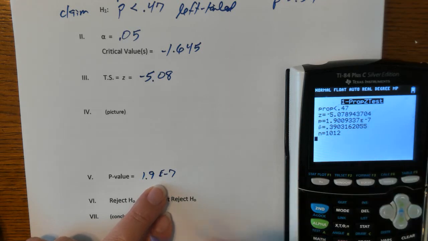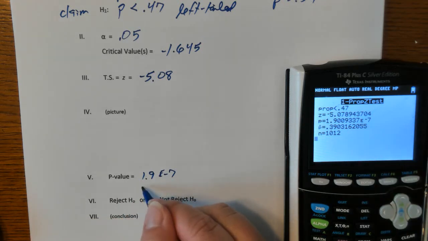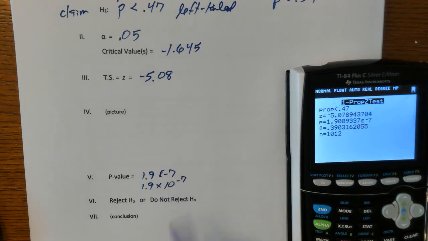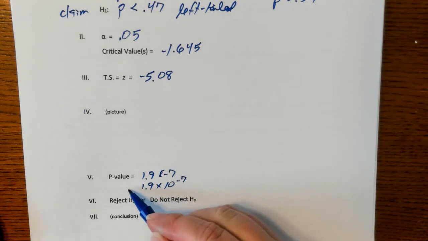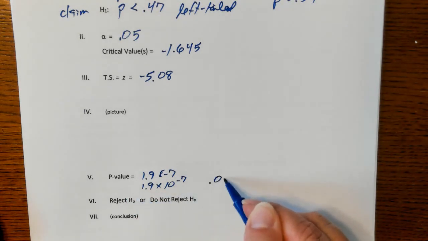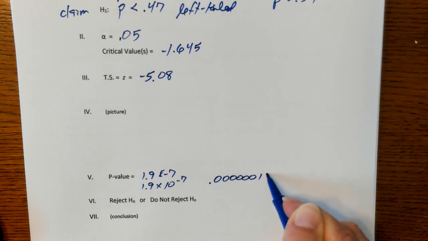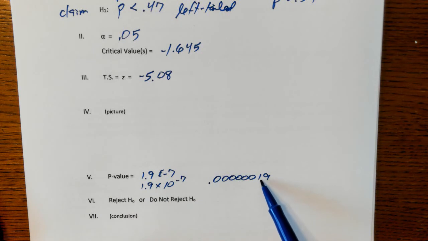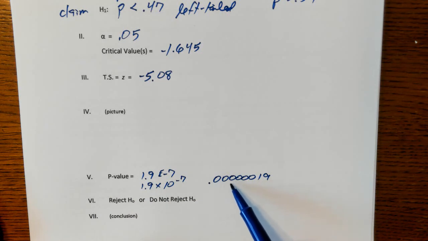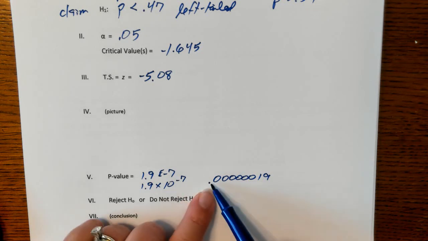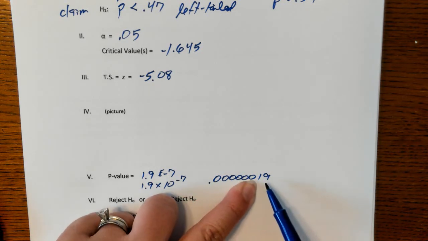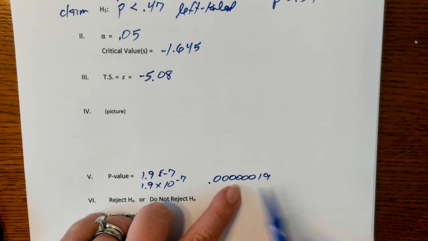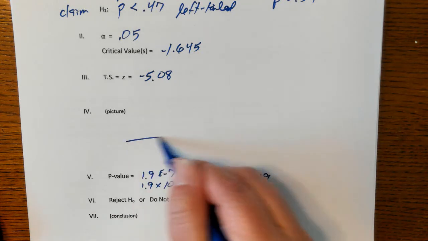Remember that E is how the calculator does scientific notation. So this really means 1.9 times 10 to the negative 7. That means that decimal should move left 7 places. When I do that, that decimal moves 7 places to the left from between the 1 and the 9. I will have 1, 2, 3, 4, 5, 6, 7. So it'll be a decimal and then 6 zeros and then a 1, 9. Okay? This is the probability. Notice it is very, very small. It's almost 0. Okay. All right, so coming back to our picture.